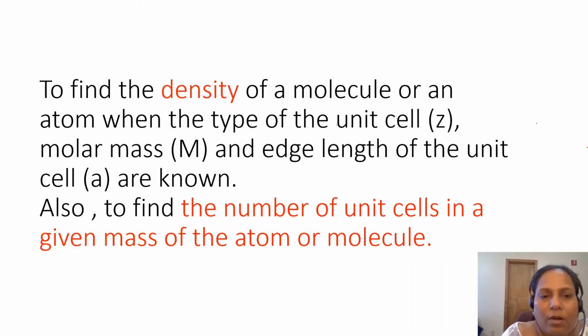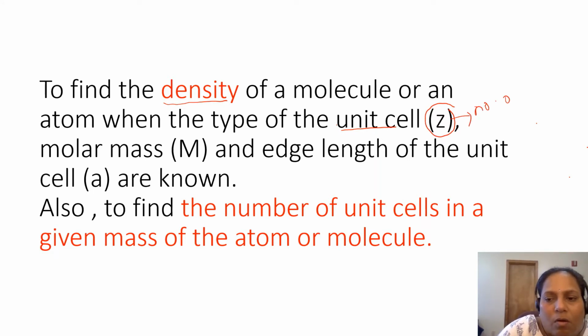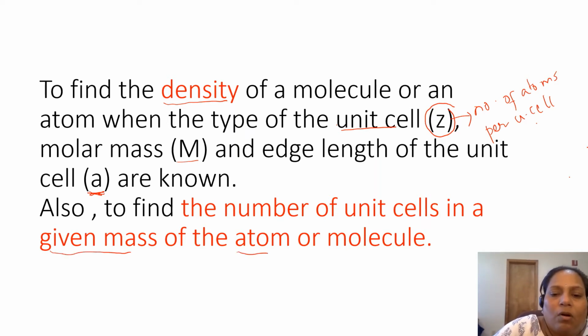So what is the aim of this problem? In this problem, we are going to find the density of a molecule or an atom when we know the other parameters like the type of the unit cell. From the type of the unit cell, we will know Z. What is Z? Z is the number of atoms present in one unit cell, or number of atoms per unit cell. And the other parameters that are known are the molar mass and the edge length of the unit cell, which is given by the symbol A. We are also going to find the number of unit cells in a given mass of the atom or molecule.